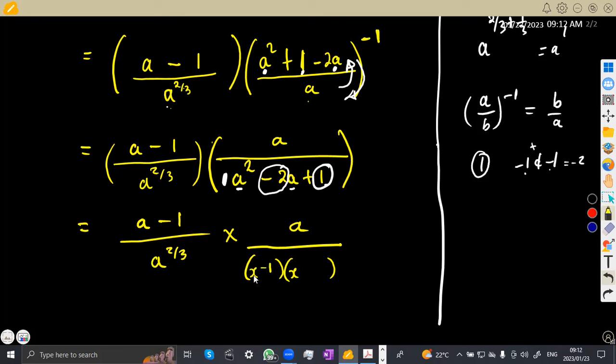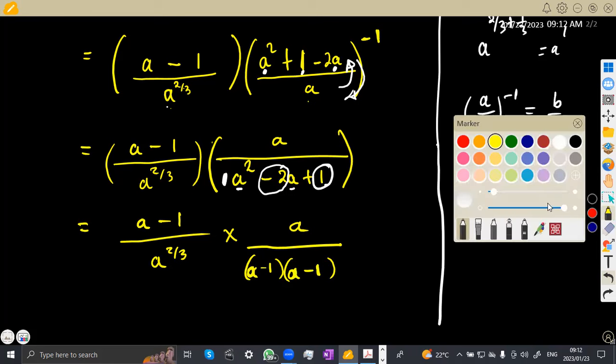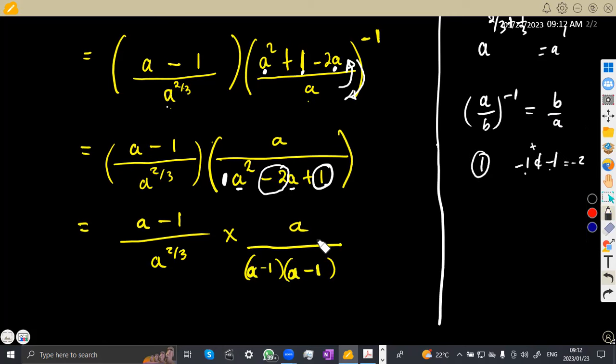X minus 1, and that's actually not x. So this is going to be a minus 1, a minus 1. Okay, so that's it. At this stage, we can see that these two are the same, so they can cancel out a minus 1, a minus 1. Okay, on a here, we are dividing, actually, it's a divided by a to the exponent of 2 over 3.